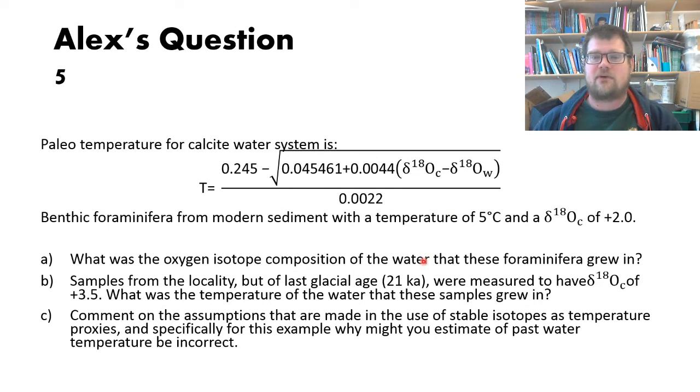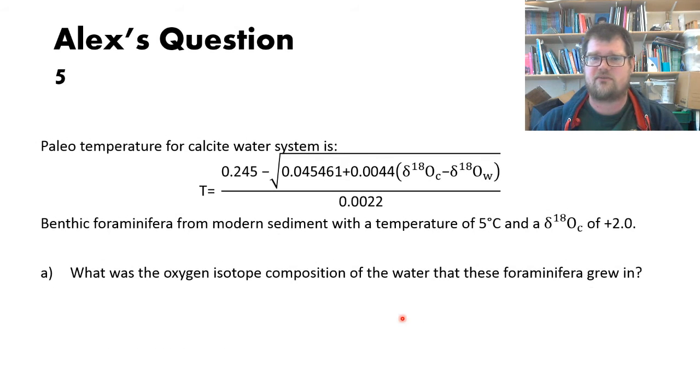The next part is saying that there are some other samples that we found that have a different isotope ratio, and asks what temperature of the water they grew at. So once again we have the paleotemperature equation, and there's a bunch of information which you have to extract from your previous answer. And then the last part is where most of the marks were for this question: comment on the assumptions that are made in this approach. Okay, so we'll just whiz through some of these.